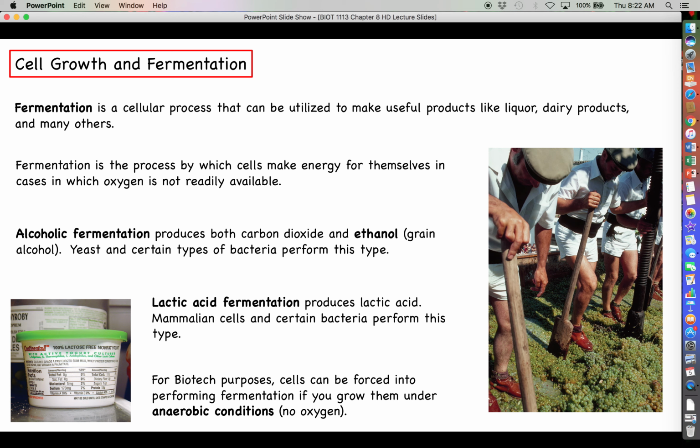We've said all along throughout this course that biotechnology is essentially about tricking cells into doing what you want them to do. So, if you are in the business of making alcohol or making dairy products that are based on lactic acid, then you see an opportunity here, right? You want to know, how can I get cells to make alcohol all the time? How can I get them to make lactic acid all the time? It's all about understanding the biology and then manipulating the circumstances in which those cells are living so that they do what you want them to do. You can actually force cells to undergo fermentation if you grow them under anaerobic conditions, meaning that they do not have access to oxygen.